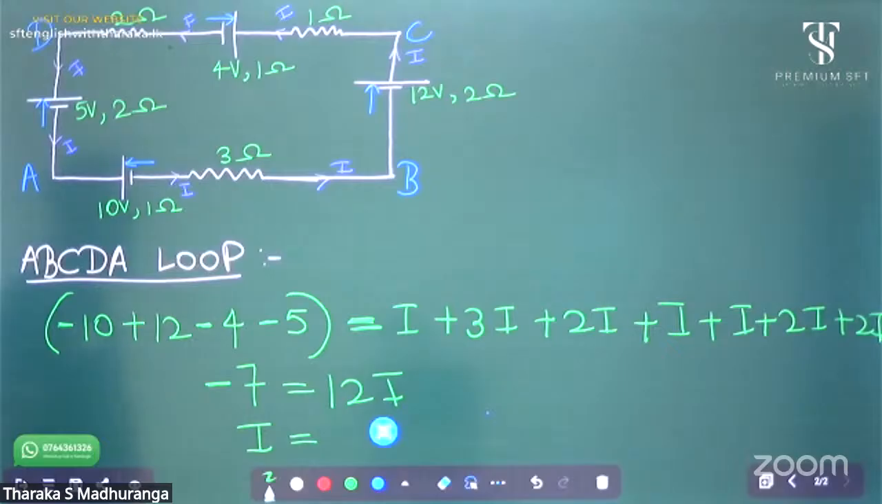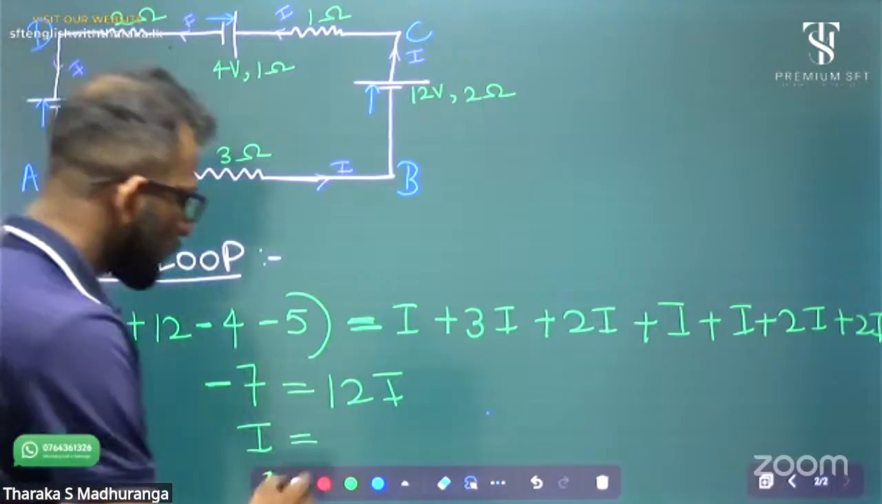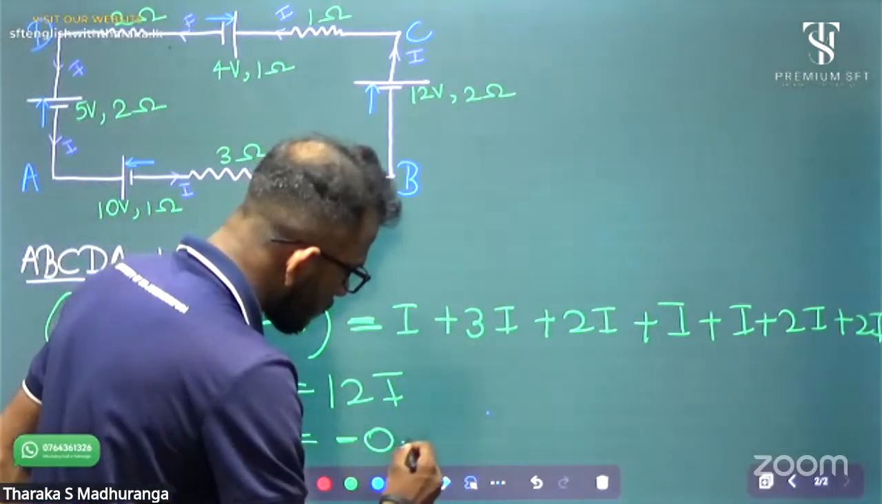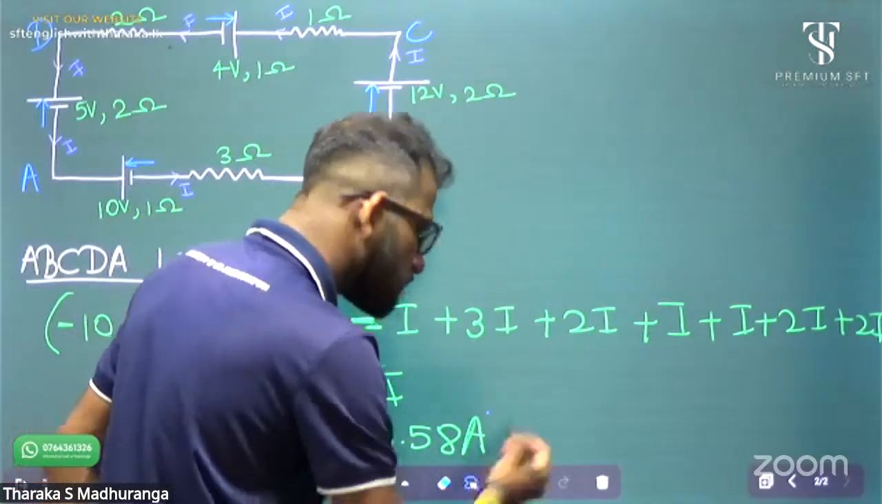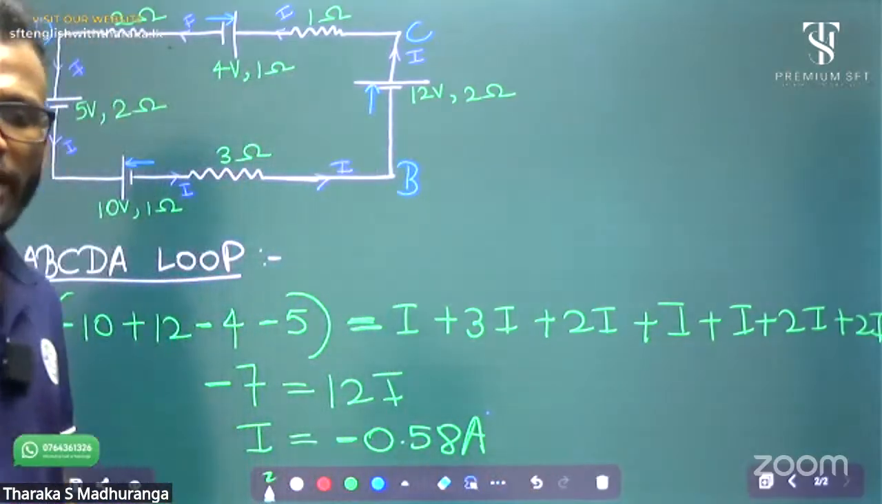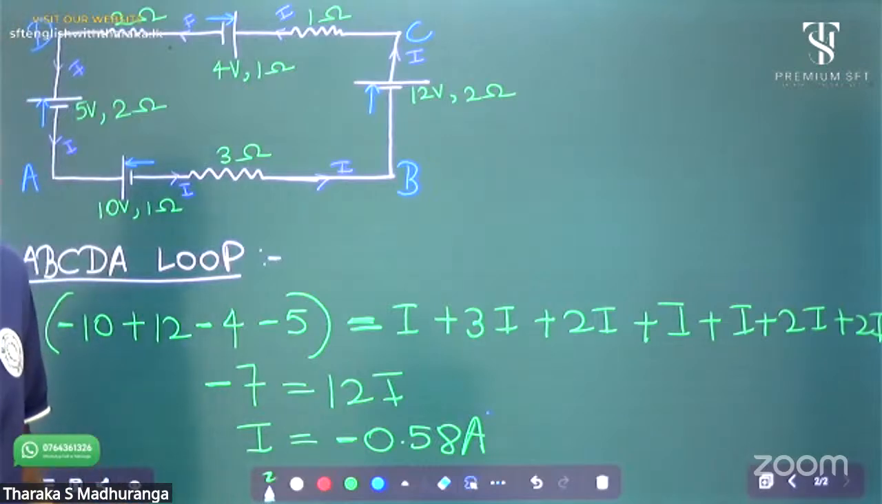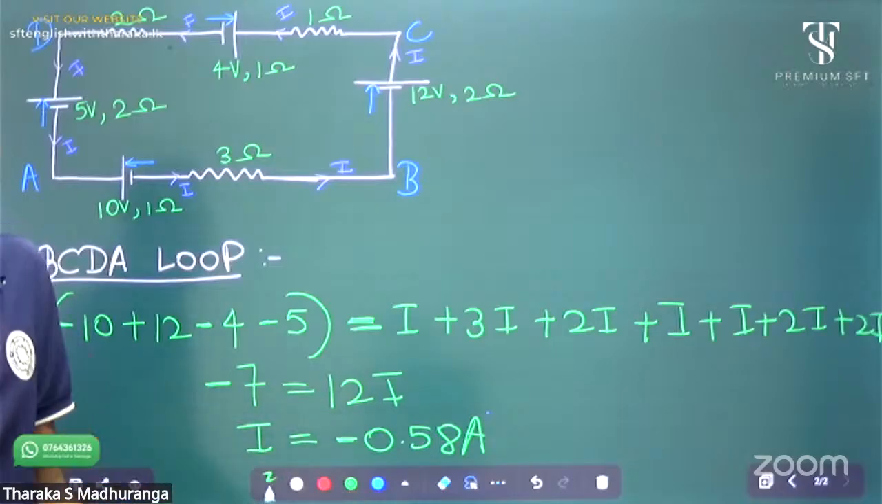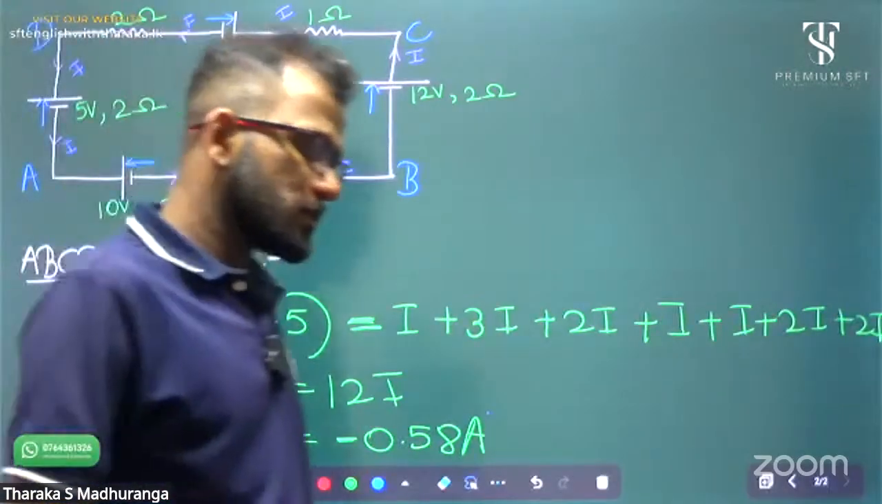Now you can get I. Minus 7 divided by 12. What is the value? It is minus 0.58. Why is it minus? Very good point. Can anyone explain why the answer is minus? Current cannot be a minus value. Why is it minus now?